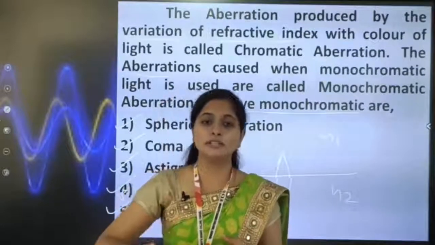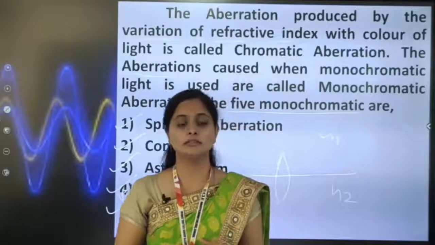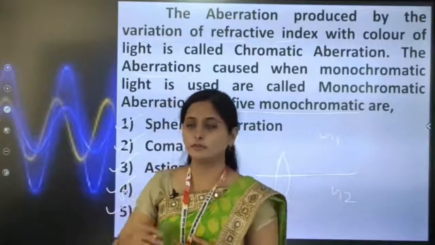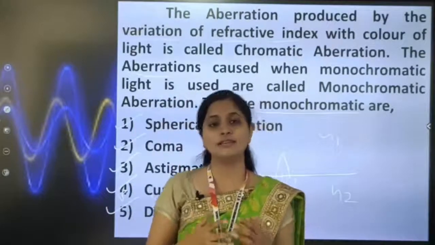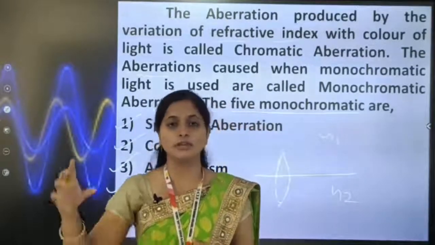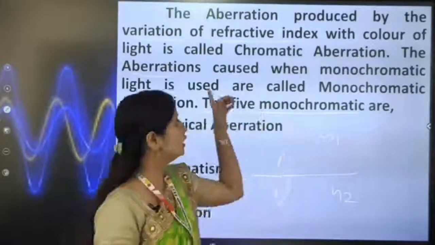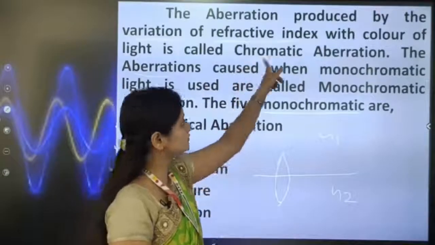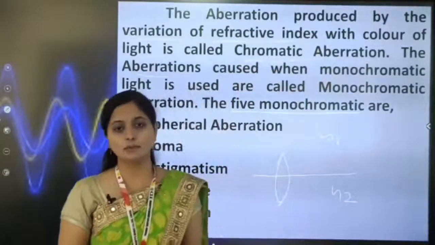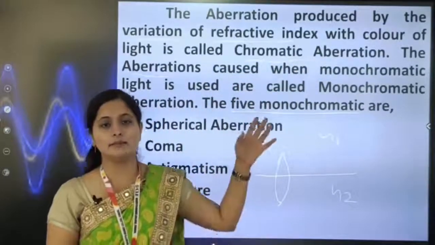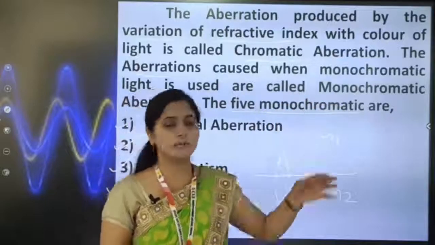So how are the aberrations produced? By the variation of the refractive index. If we take colored light and aberrations are produced, that is nothing but chromatic aberration. Suppose we take monochromatic light and aberrations are produced, that is nothing but monochromatic aberration.